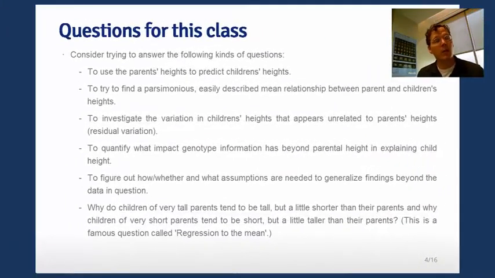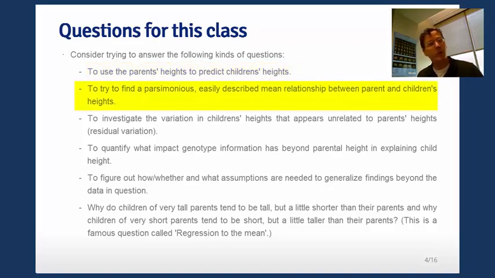Let's go back to our example where Francis Galton was using the parent's height to predict the children's height and talk about the kinds of questions we can answer. So we might want to use a parent's height and try and predict their children's heights. We might want to find a parsimonious and easily described mean relationship between the parents' and child's height. So we don't want anything complicated. We want the simplest possible relationship, and that is what regression is best at.